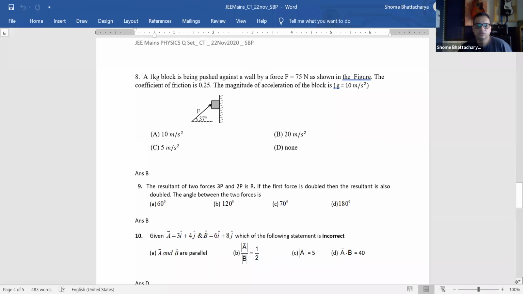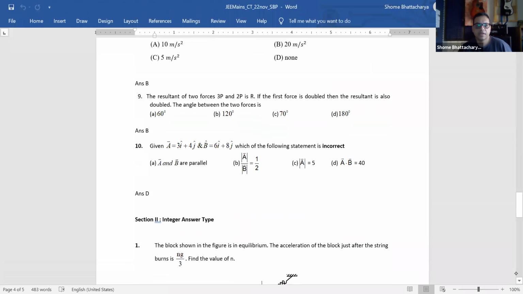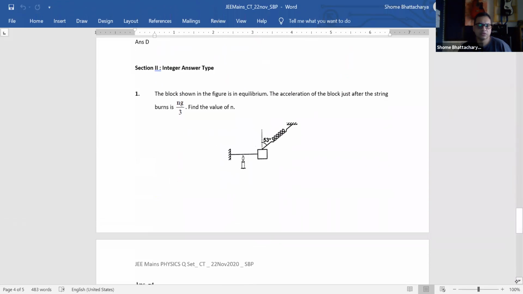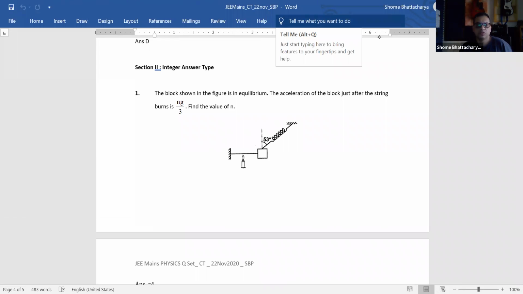Now very quickly go through the vectors questions, ninth and 10th. If you have a doubt, then we'll come to the integer answer type questions. Okay, let's come to integer answer type questions. Yeah, fine, Dhruv. So let's discuss the first one.